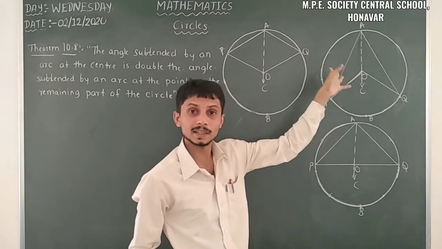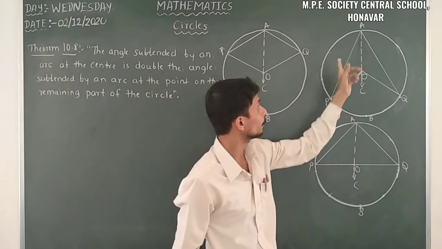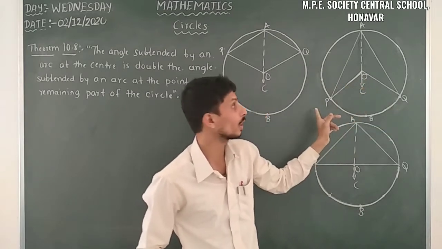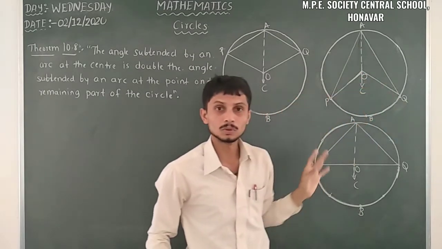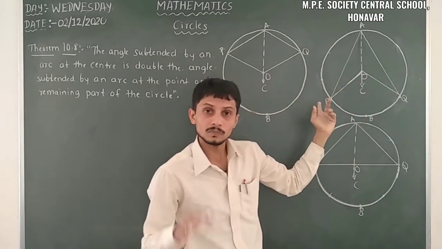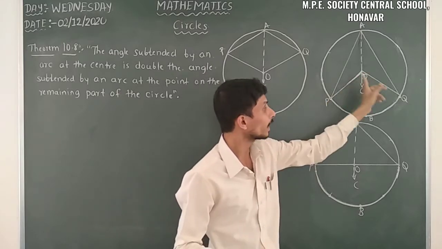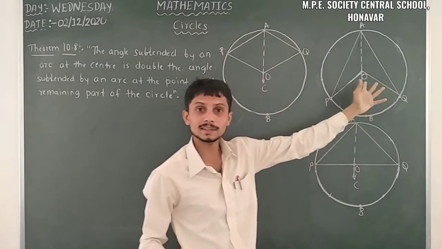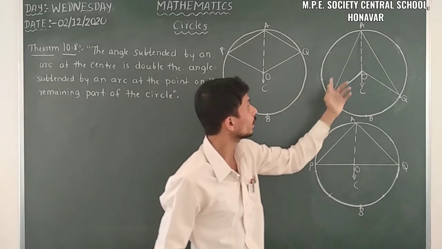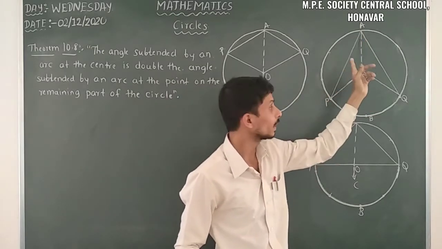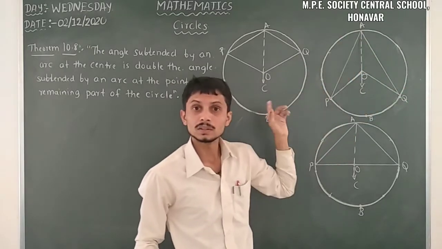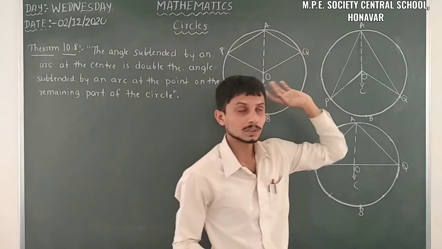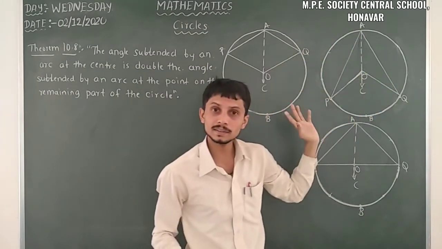So that means at that point, we have to join AP and AQ. Likewise, you join OP and OQ. Here you have to join AP and AQ. When you join OP and OQ, the arc subtends an angle at the center. And when we join P and Q with any point A, that also subtends an angle at the point A.